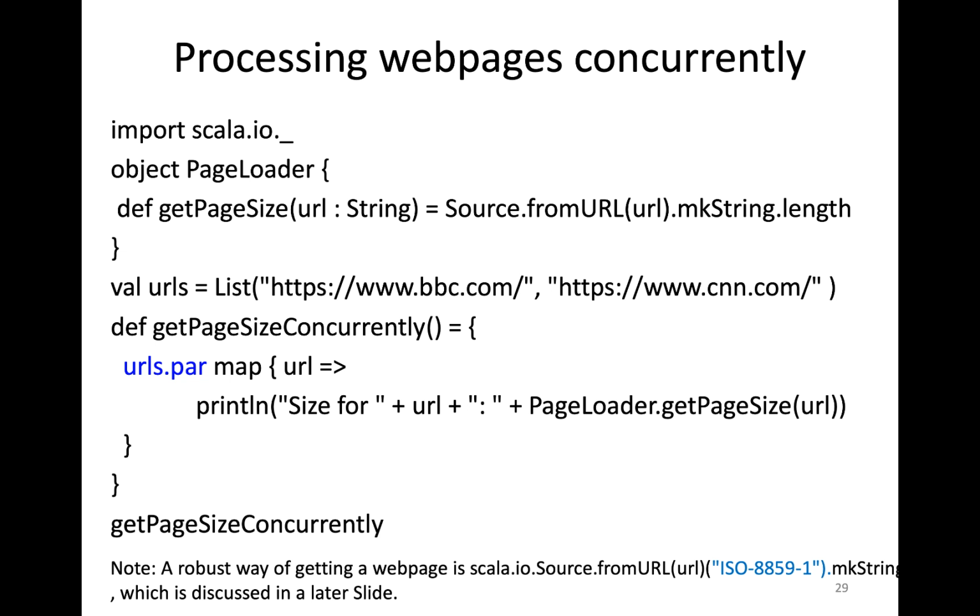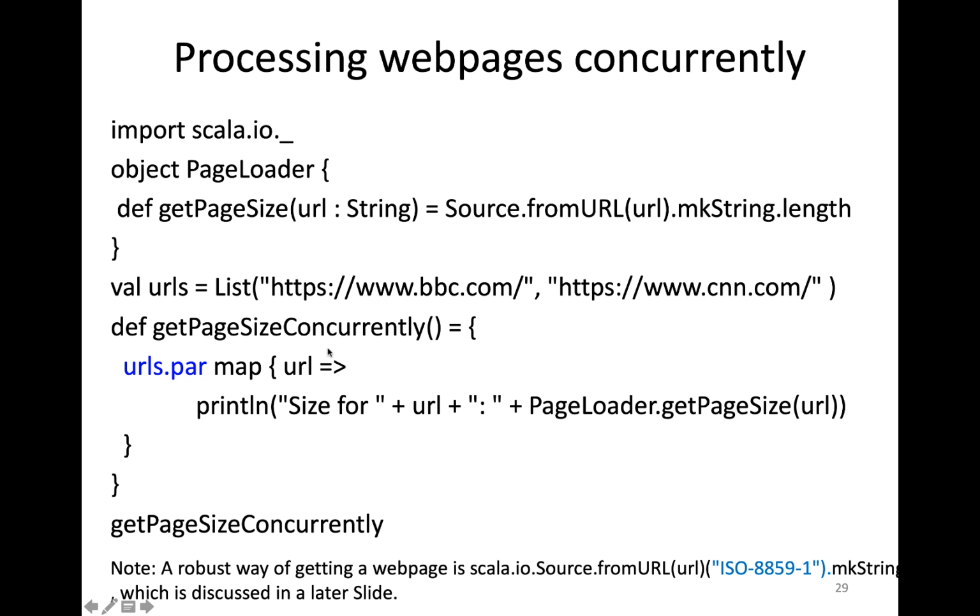Now let's come back to web page handling. So here we have those same two web pages, BBC and CNN, and we want to get those pages and we want to get the sizes of these two web pages. But if you think those two web pages are independent, so getting those two web pages can happen parallelly with comfort, right? And then the size computation can also happen parallelly, because those are two independent things, right?